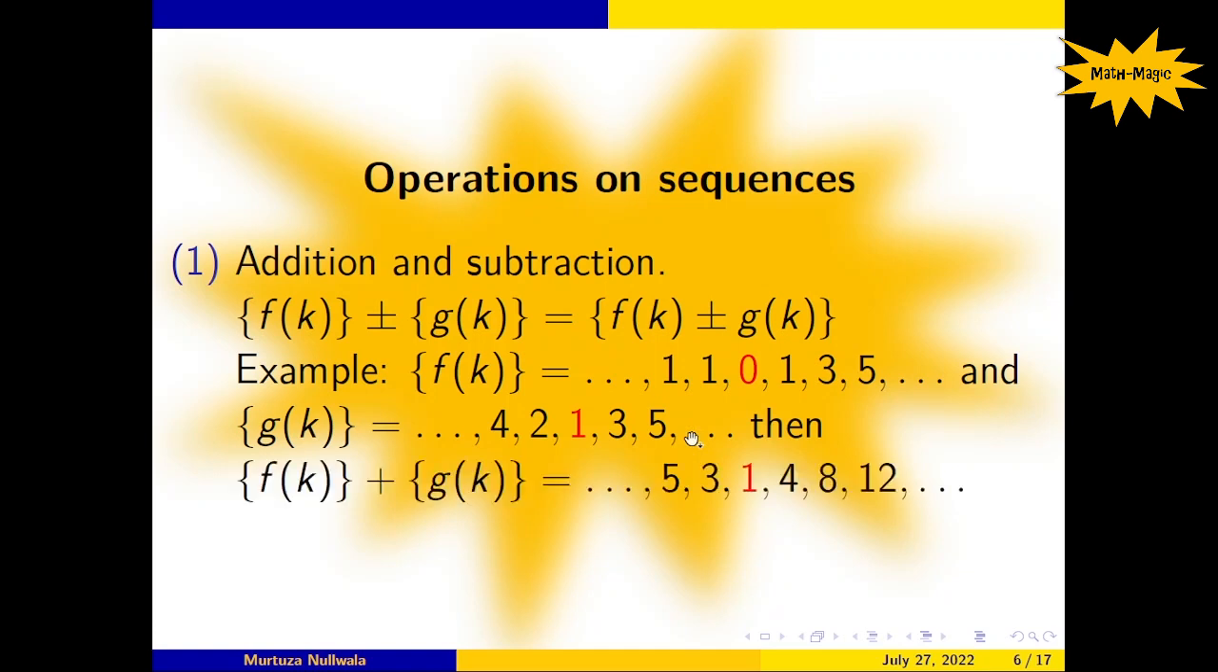Then the sequence f(k) plus g(k) will be, we have to add the 0th position element of f(k) to the 0th position element of g(k). So it's going to be 0 plus 1, which is 1, and then f(1) will be added to g(1), so 1 plus 3 will be 4, and 3 plus 5 is going to be 8. So this is how the corresponding elements get added, and this is how the addition of sequences is defined.